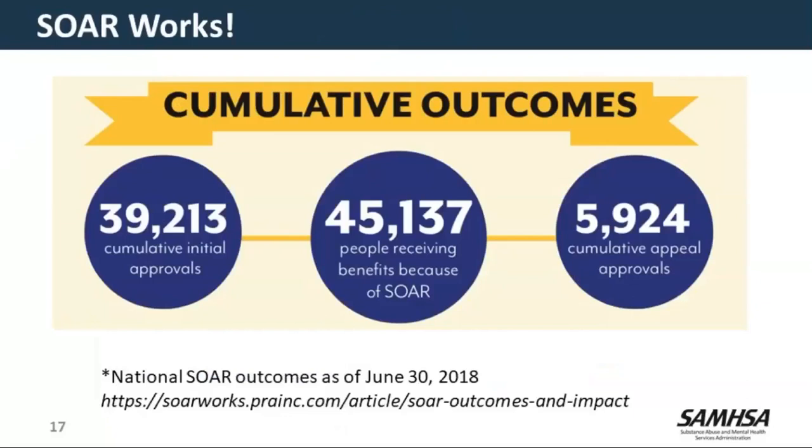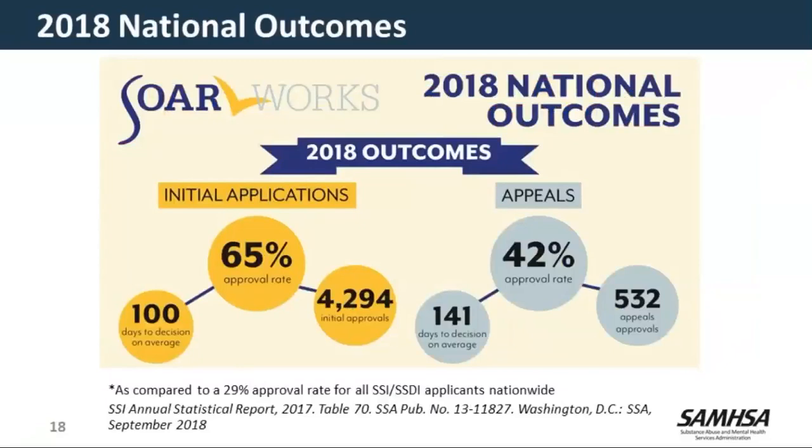So through community collaboration, partnerships with SSA and the Disability Determination Services and medical providers, SOAR-trained case managers have been able to successfully assist over 39,213 people to get approved for benefits on their initial application. And for unassisted applications from people experiencing homelessness, the average approval rate on initial applications is only about 10 to 15%. And the national average for all applicants isn't much higher, only about 29%. So most people are denied on their initial application. However, the national SOAR approval rate is over double that at 65%.